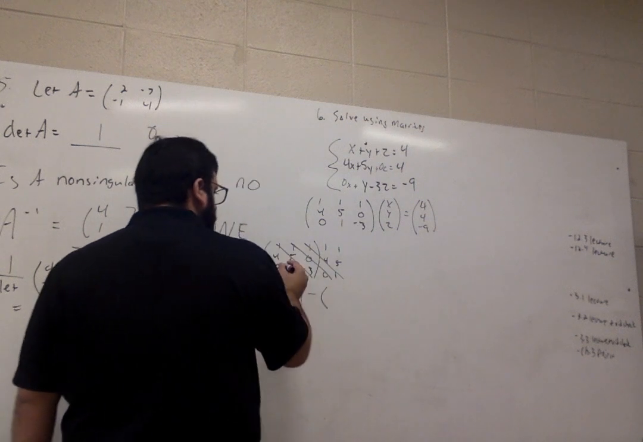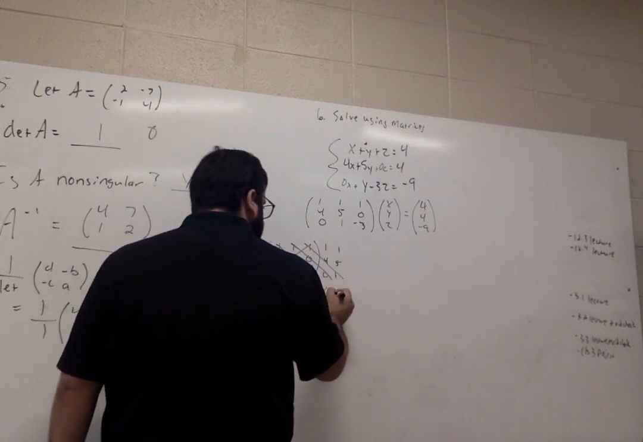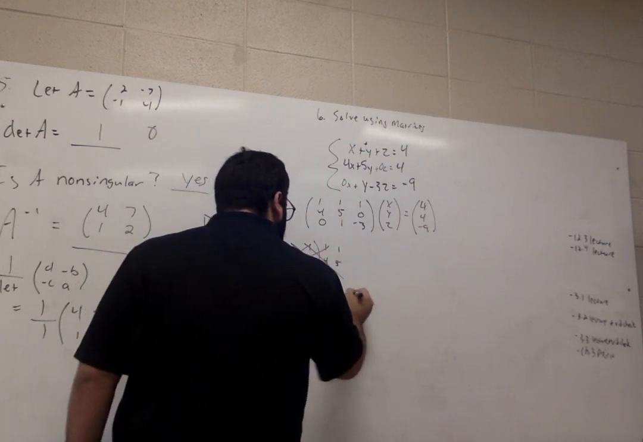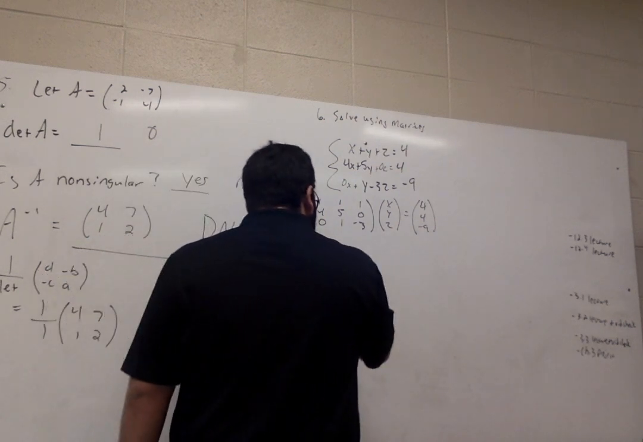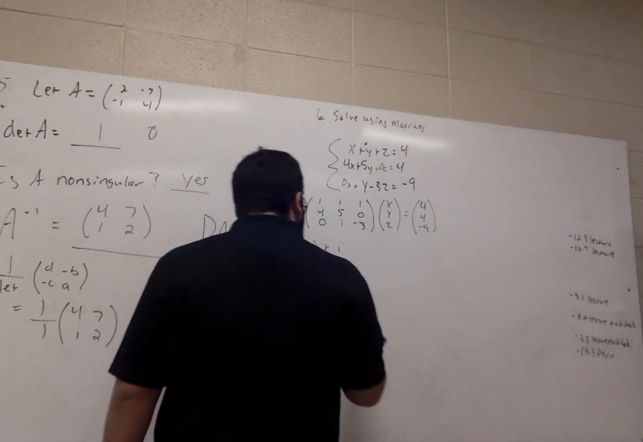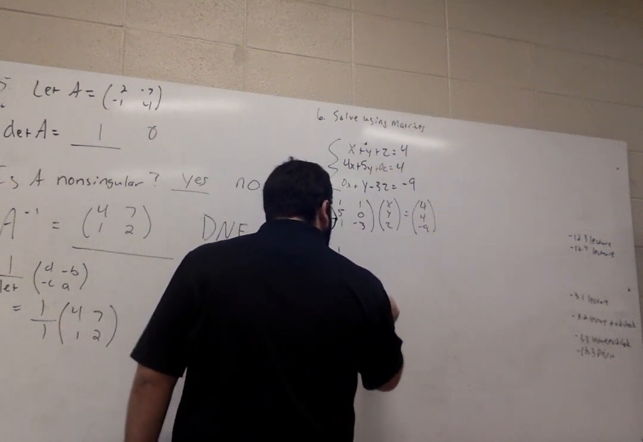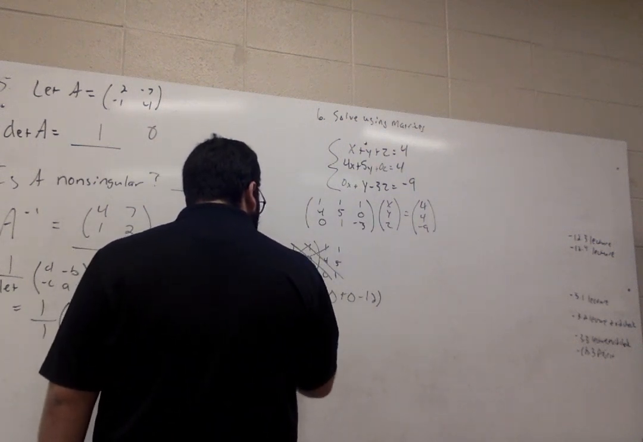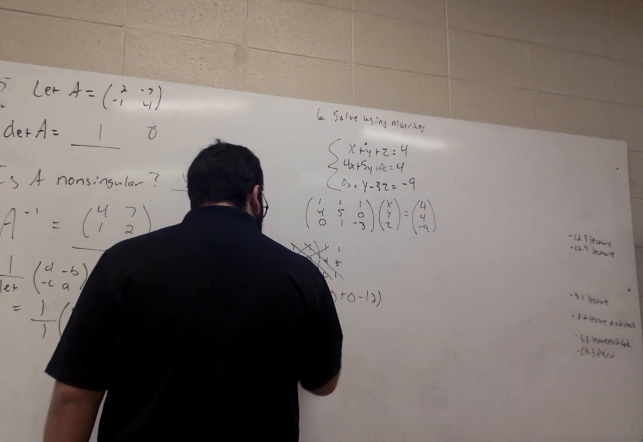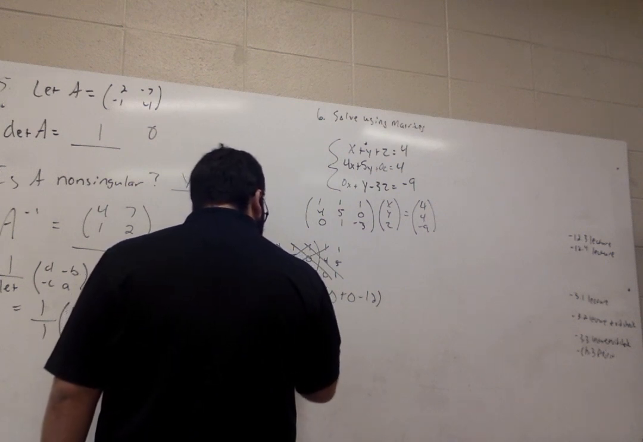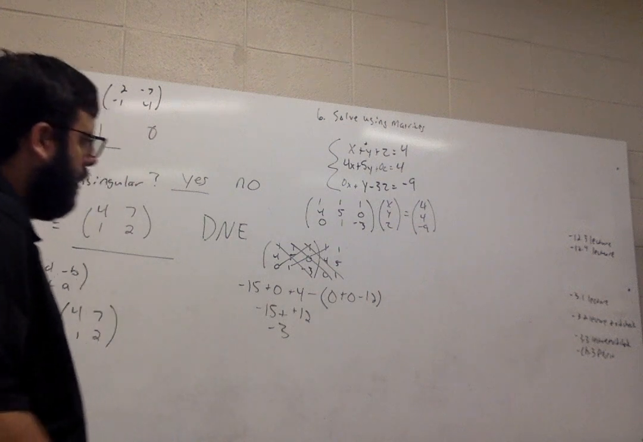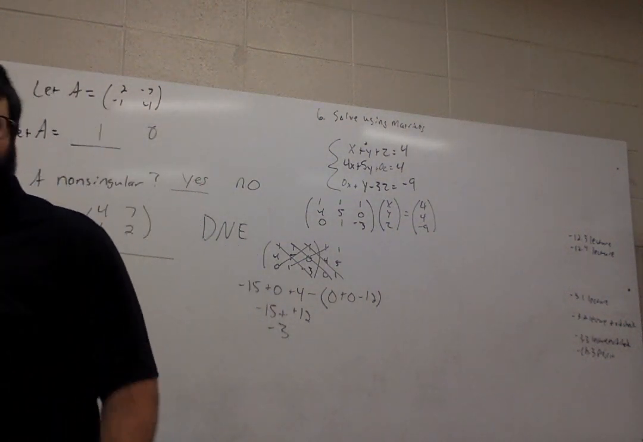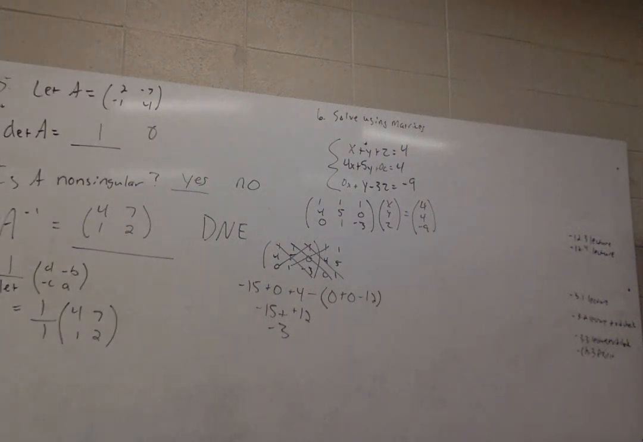Minus 0 times 5 times 1 is 0. 1 times 0 times 1 is also 0. Negative 3 times 4 is negative 12. Negative 12 times 1 is also negative 12. So that's negative 15 minus negative 12. Oh, I'm sorry. Let's rewind. Thank you for catching that.